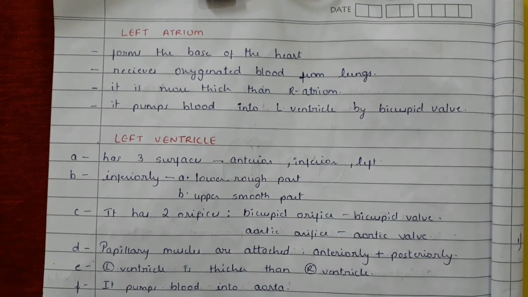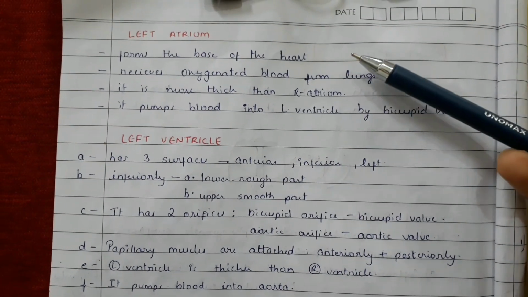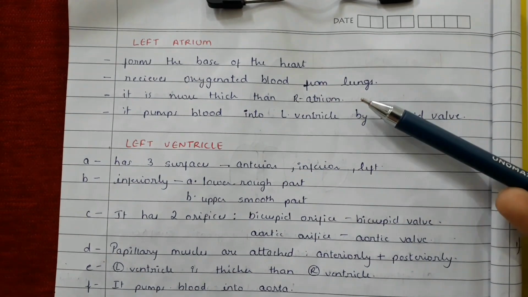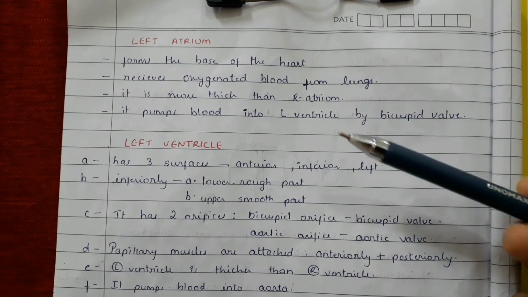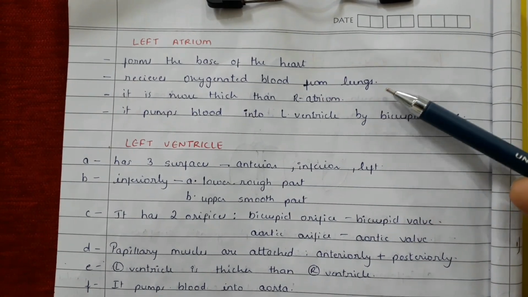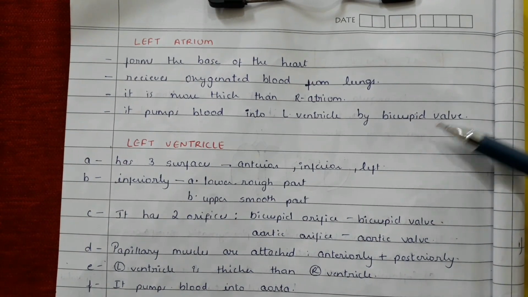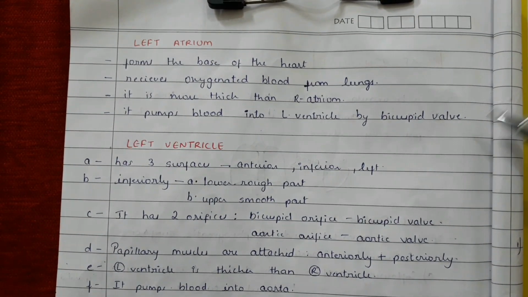The left atrium. The left atrium forms the base of the heart. It receives oxygenated blood from the lungs. It is thicker than the right atrium. It pumps blood into the left ventricle through the bicuspid valve.